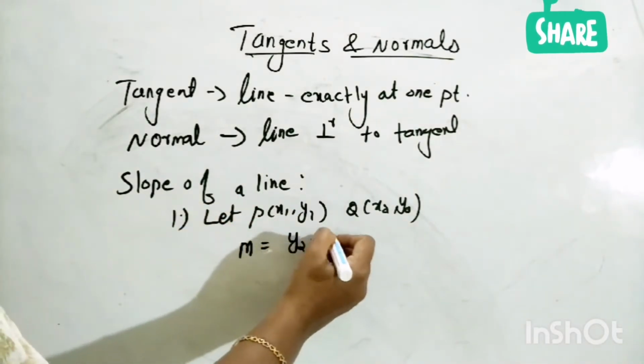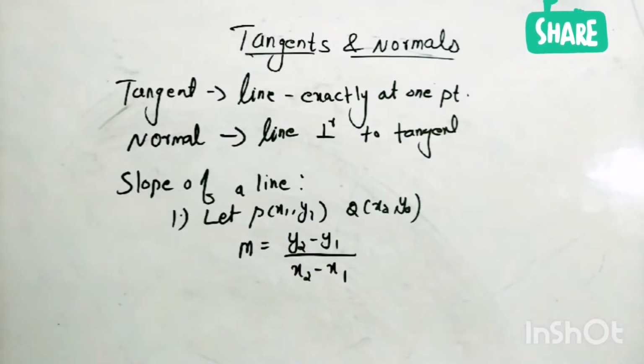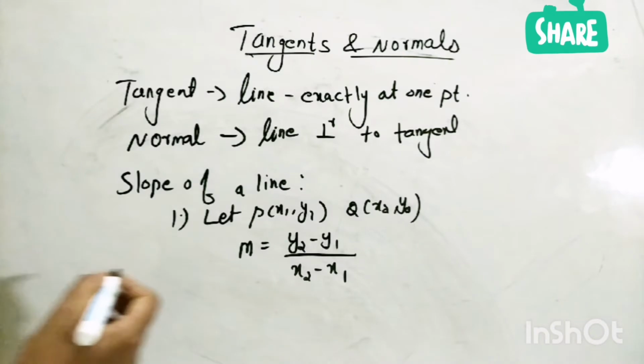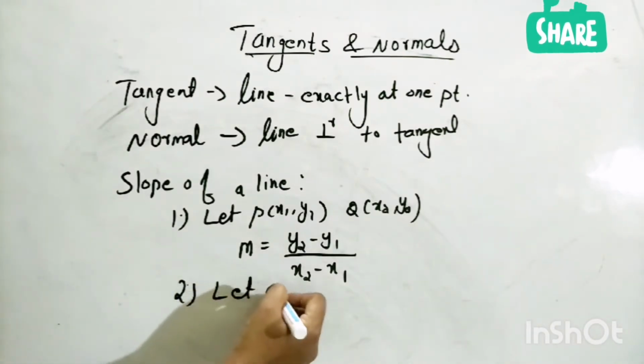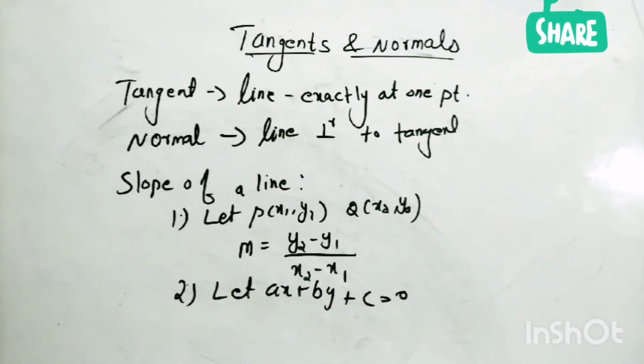m is equal to (y2 minus y1) divided by (x2 minus x1). The slope of the line which passes through the points (x1, y1) and (x2, y2) is (y2 minus y1) divided by (x2 minus x1). The second one: let ax plus by plus c is equal to 0 be the equation of the line. Then its slope is given by m is equal to minus a by b.